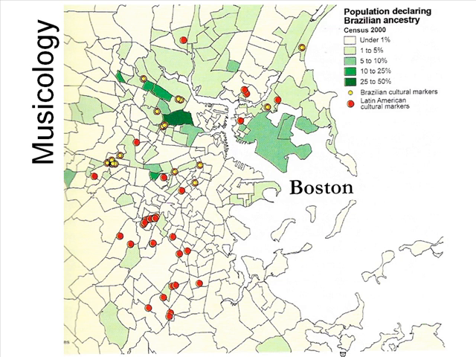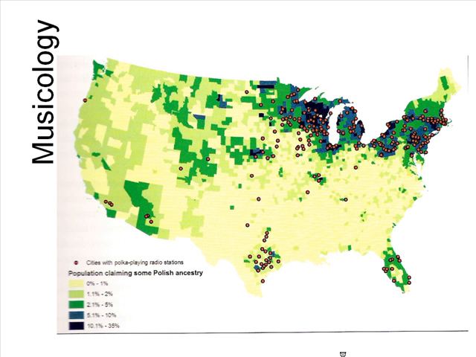Basically, it provided them both a way to explore the cultural dimensions of music, but also to come to some ideas along the point of where cultures move, they tend to take their music with them. And so the students did a variety of individual projects as a result, and one student did her final project looking at cities with polka playing radio stations as compared with population claiming some Polish ancestry across the United States. Again, showing that populations tend to take their music with them.